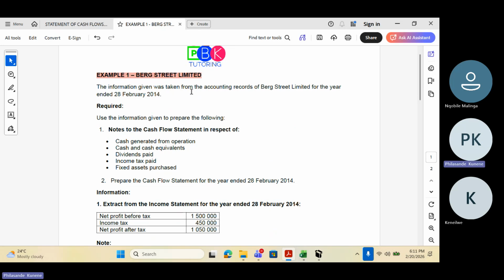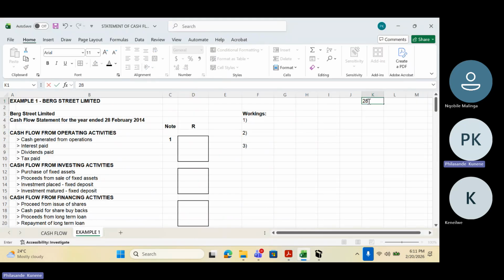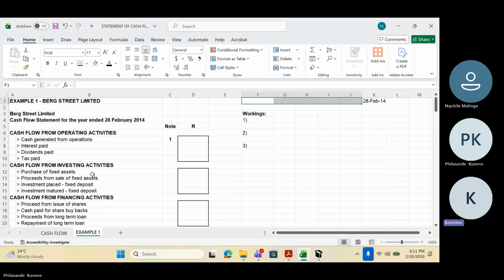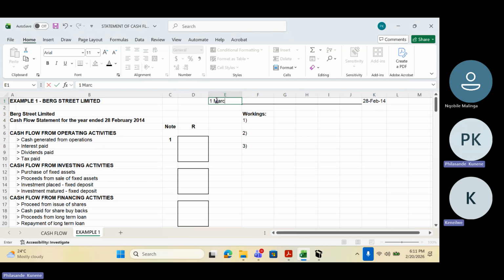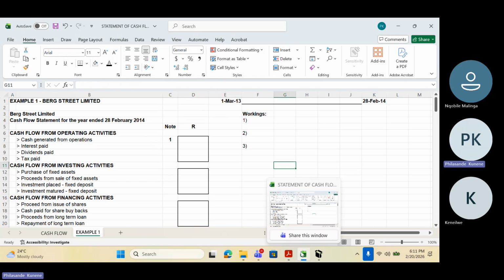The information given was taken from the accounting records of Backstreet Limited for the year ended 28 February 2014. So this is our financial year end, 28 February 2014. If it ends 28 February 2014, when is it starting? 1 March 2013. Thank you on that. 1 March 2013 is the beginning of our financial year, and it ends 28 February 2014. Okay, this is our accounting period.